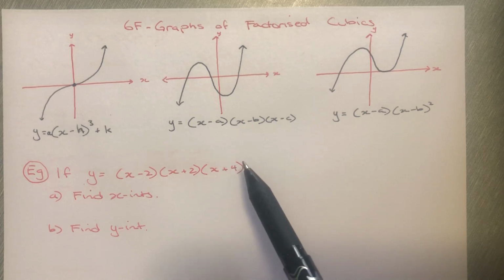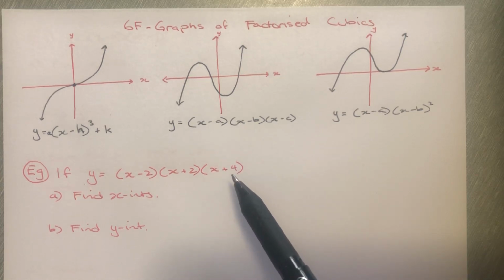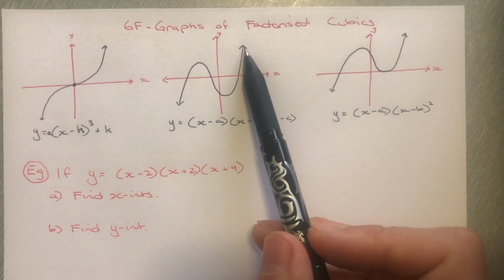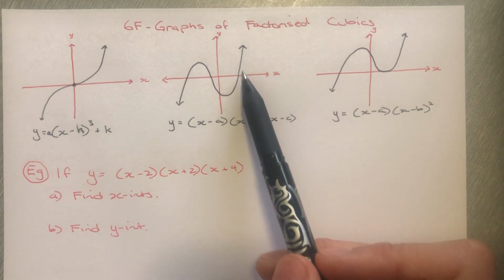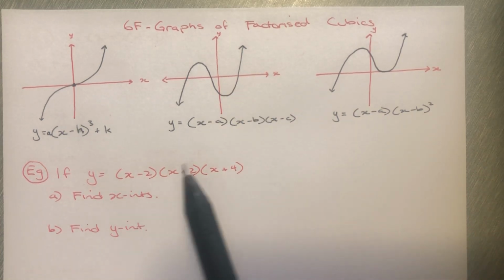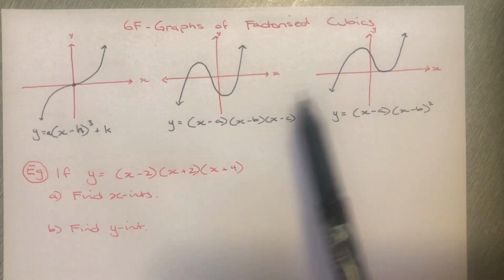So that's going to be one of the things that we need to do in order to set up our graph. We're going to need to find out where the x-intercepts are, where the y-intercept is, and also whether the graph points up or down in the end. You see how this one points up. You can also have graphs where the end points down, and we'll have a little bit of a look at them later on.